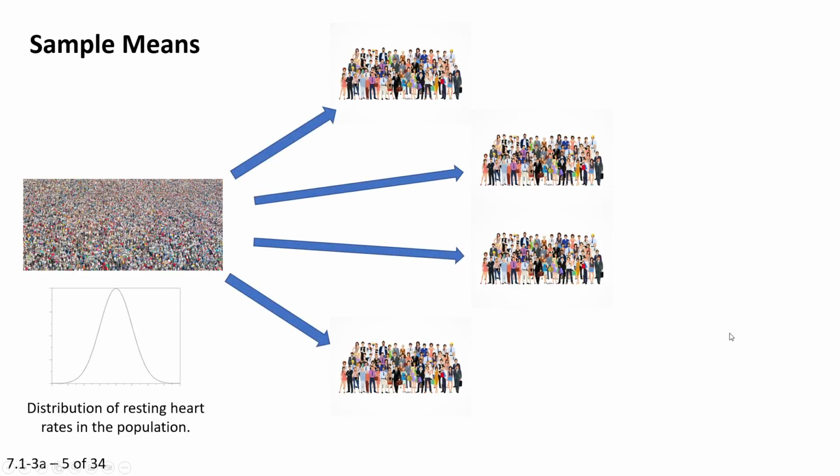So let's see if we can describe what's going to happen if we take multiple samples of the same size from this same population. Let's assume that there's a normal distribution that describes the resting heart rates in this entire population. But we're going to take not just one sample of, say, 100 people, but multiple samples of 100 people from this population. And we're going to get values of the average resting heart rate for all of these 100 people. So what do we expect the distribution of the averages to be?